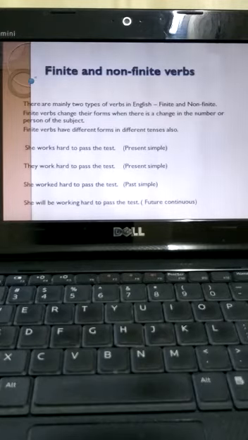The first one is present simple, she works. If we change the person from she to they, the s is gone with the third person singular. Now, they work. When we change the tense, it changed from work to worked, and when we change it to future, it changed from work to will be working. So this way, when we are changing the tense or the person, the verb is changing its form. So the verb is finite in these sentences, and that verb is work.